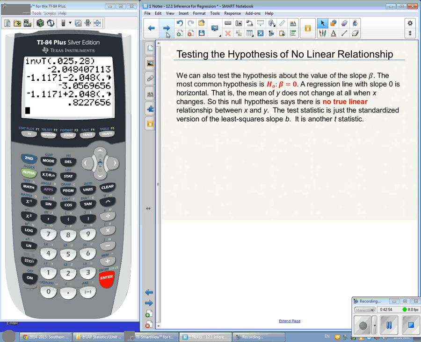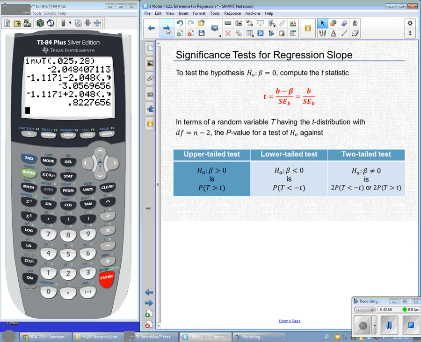And then the test statistic is just going to be the standardized version of our least squares slope. So if I want to test the null hypothesis, I'm going to standardize my t-value, which is taking my sample slope minus the population slope, which we just assumed was 0, over the standard error. So this is the same formula that we've been using the whole time, when we take our actual value minus the mean and divide by the standard deviation.